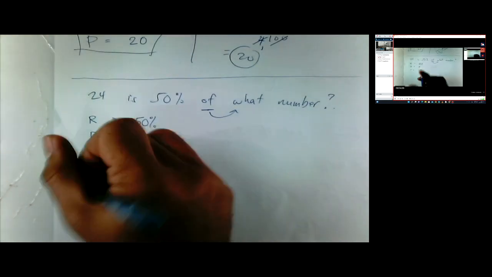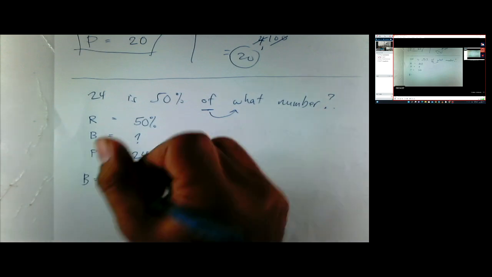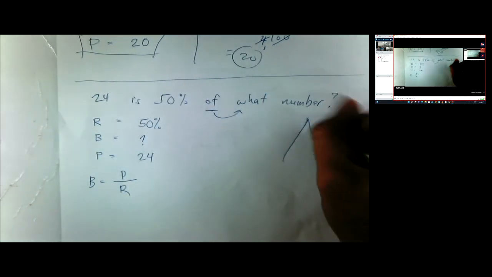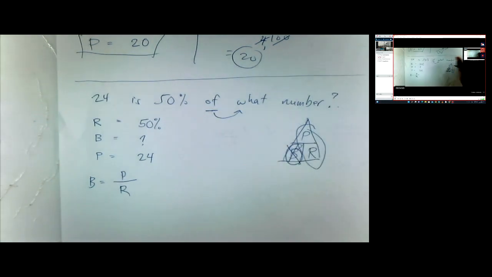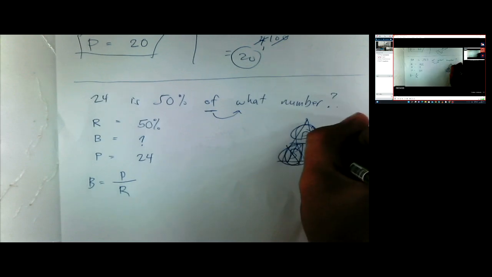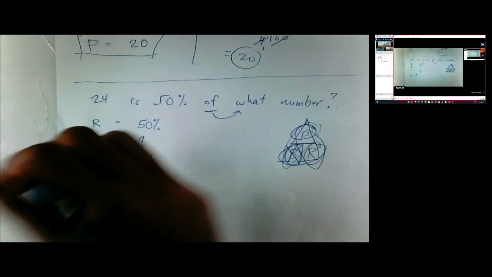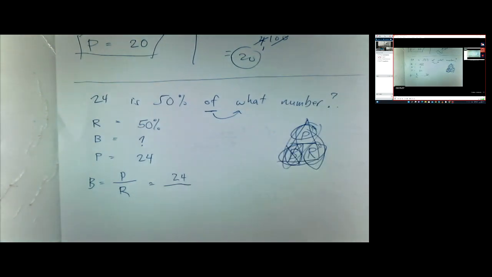Now, to solve for the base, what is the formula? Base is equal to P over R. Remember, in the triangle, we have P, we have B, and we have R. If we want to solve for B, that is P over R. That's why you need to remember: if you want to solve for P, that is B times R. If you want to solve for R, that is P over B. Now, what is our percentage? 24. What is our rate? 50%.